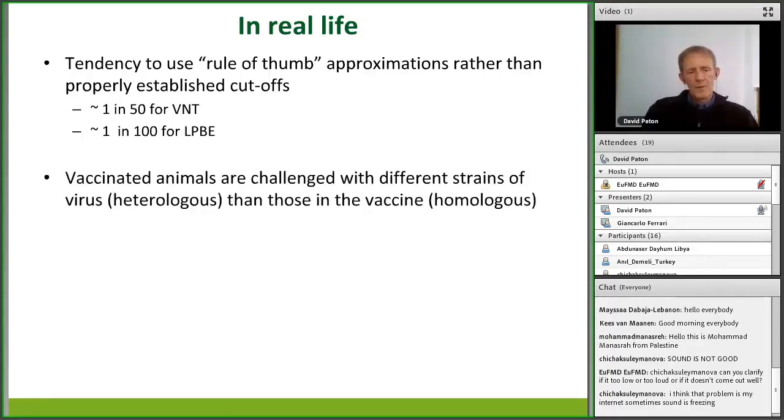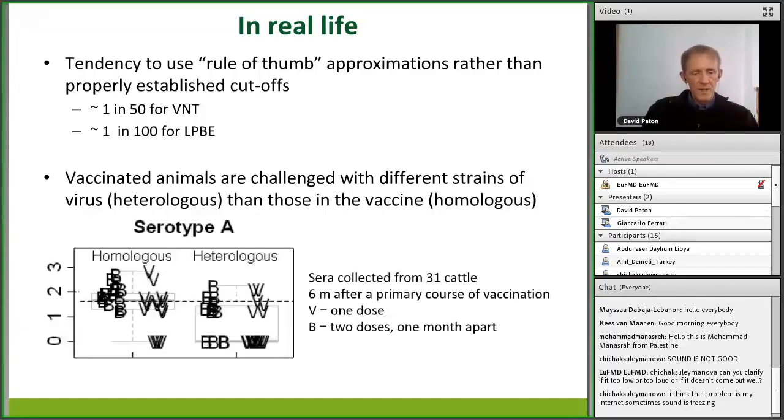Also in real life, of course, it's important to remember that vaccinated animals are generally not challenged with homologous viruses, like in a potency test. In the field, they come up against viruses that are different to the vaccine strains. So they are heterologous viruses. And this, of course, can have a significant impact on the correlation with protection.